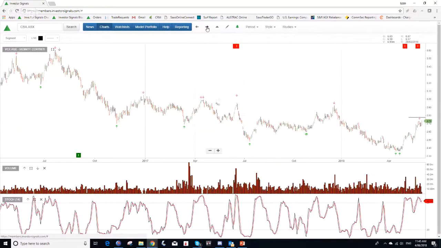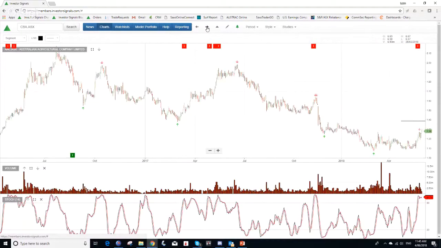Vicinity Centres, so another one of those yield sensitive names, and there we are back to the start of the group. So they're just the recent signals, and the ones that stand out to me, CIMIC and Santos on the long side, probably more than the others. All right, so from here let's jump into the model portfolio and we'll have a look at how this works.